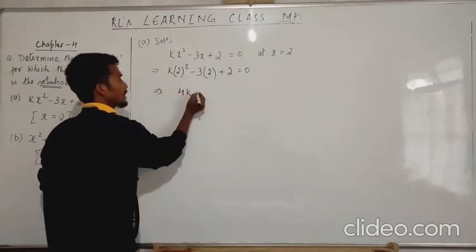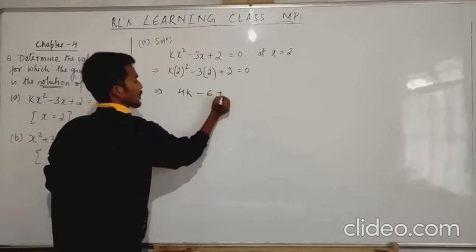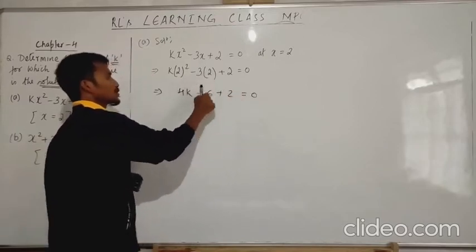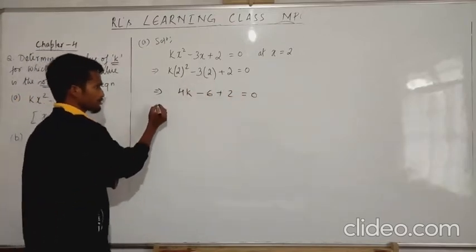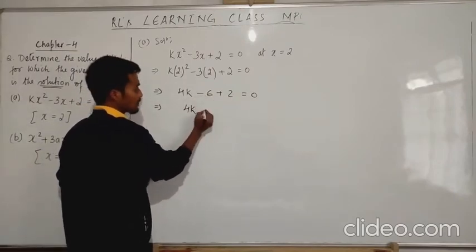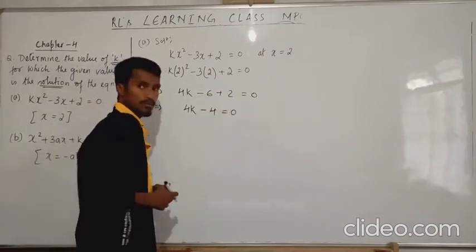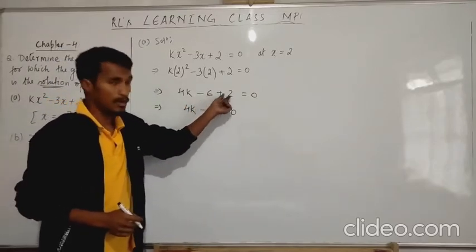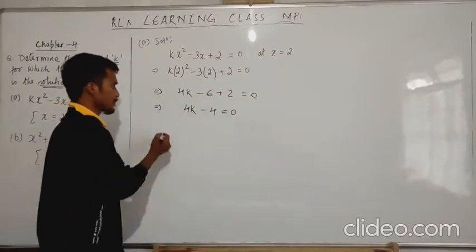Then 4k, then 6, then plus 2 equal to 0, because 3 into 2 will be 6. Then 4k, then minus 6 plus 2, we got minus 4 equal to 0, because minus 6 plus 2 will be minus 4.